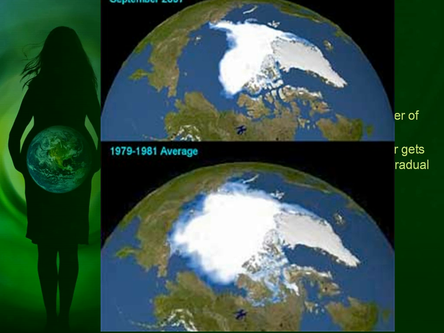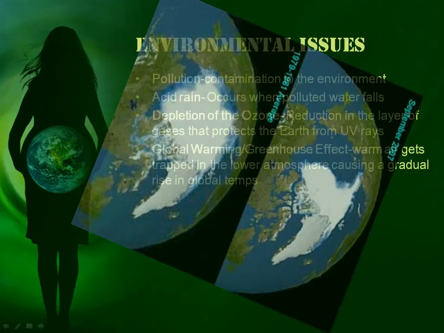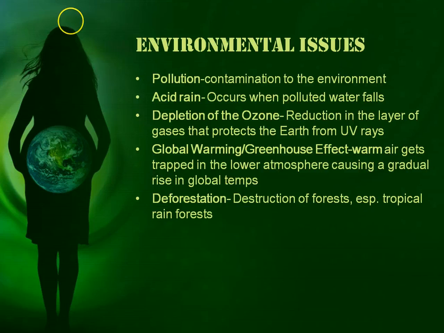This is a picture of the ice caps somewhere between 1979 and 1981, and then again in 2007, and you can see the difference in the amount of ice that has been melted due to global warming. One of the biggest reasons for the greenhouse effect is actually deforestation.